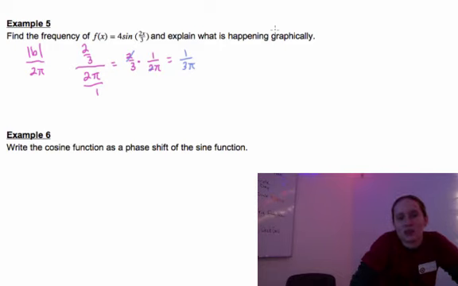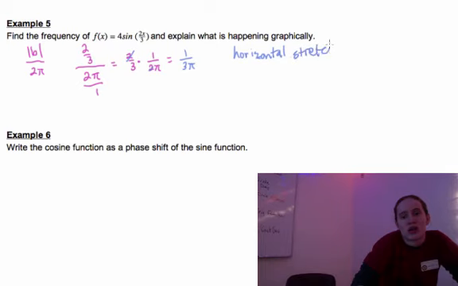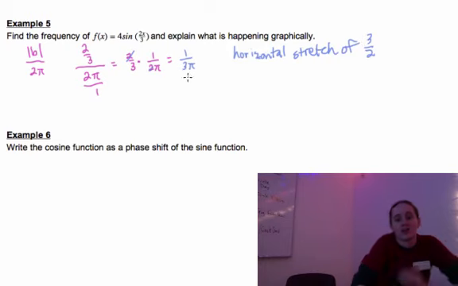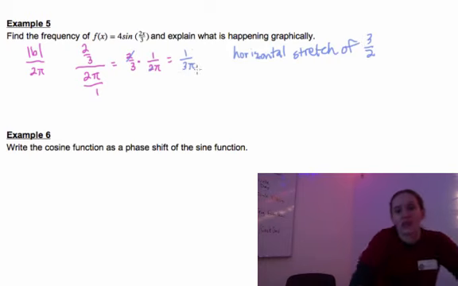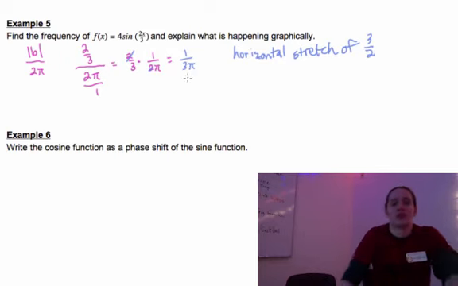if we explain what is happening graphically, well, because it's 2/3 and it's on the inside right in front of x, that's a horizontal stretch of the reciprocal, which is 3/2. And so what's happening is that we'll have one sine curve at 1 over 3 pi.